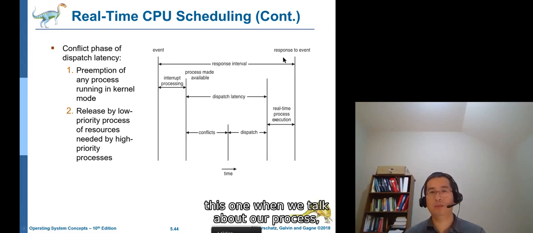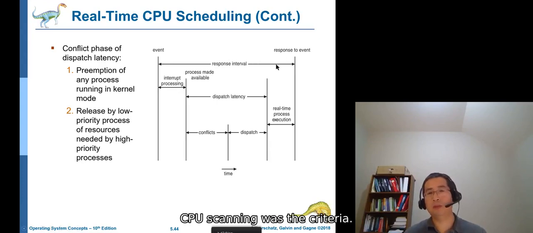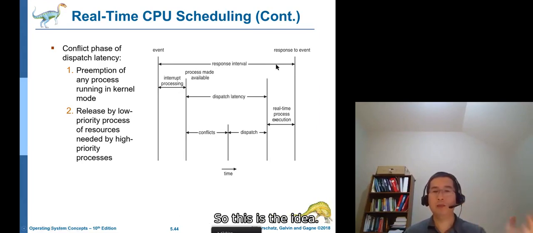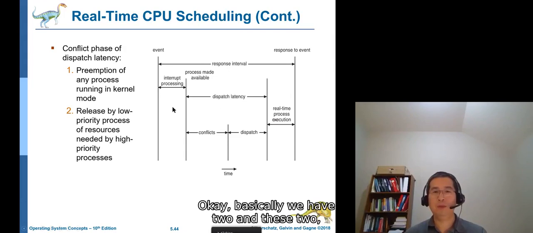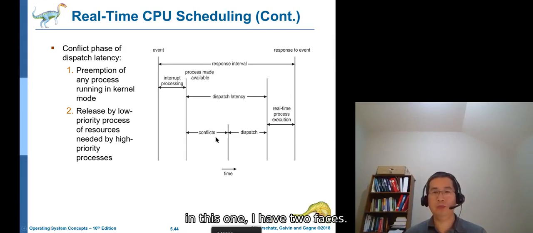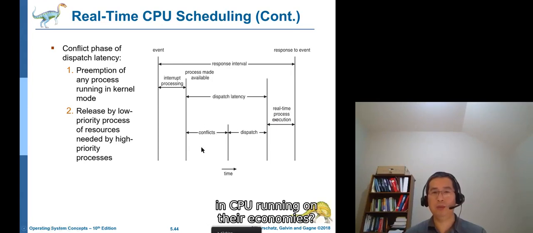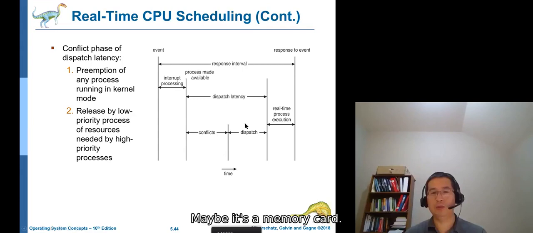So response time, just like we mentioned when we talked about process CPU scheduling, what's the criteria? Okay, so this is the idea. Basically we have these two, and then in this one also have two phases. One is for stopping the CPU, because you are running in the kernel mode but it's still using the CPU. So stopping, so it gets the CPU ready to run, and get resources. Resources maybe is file, maybe is memory.